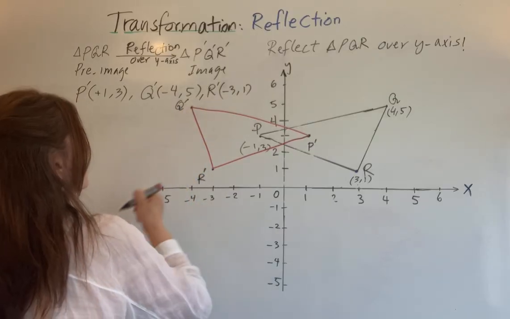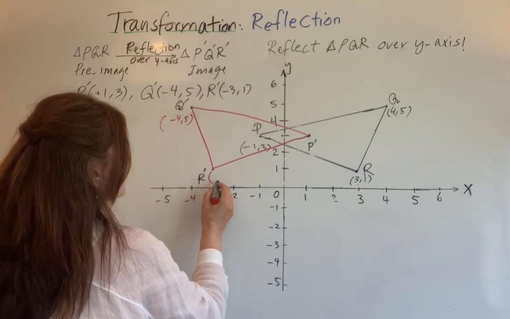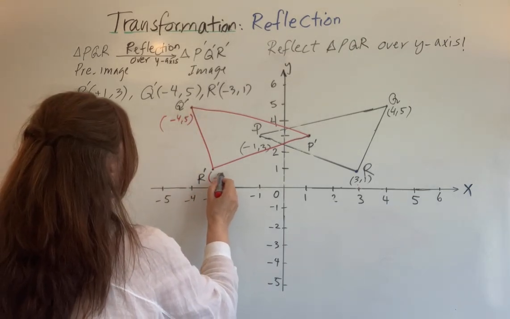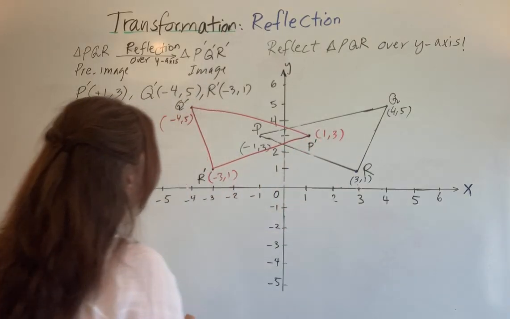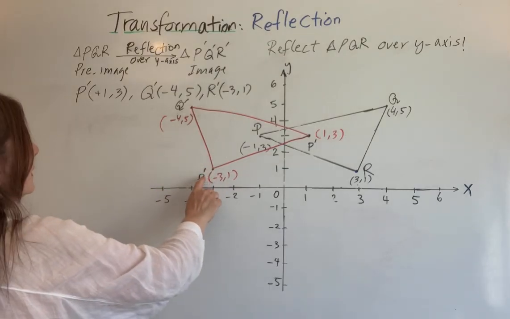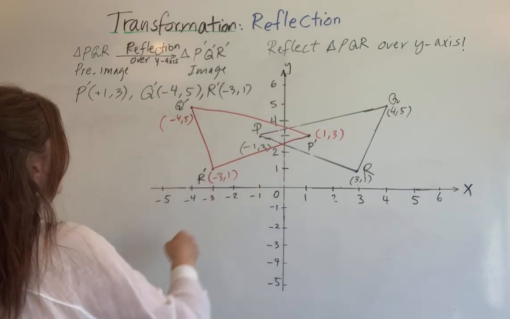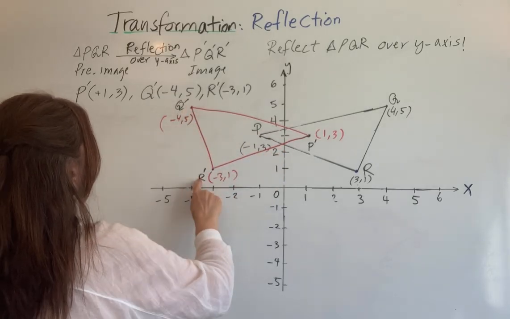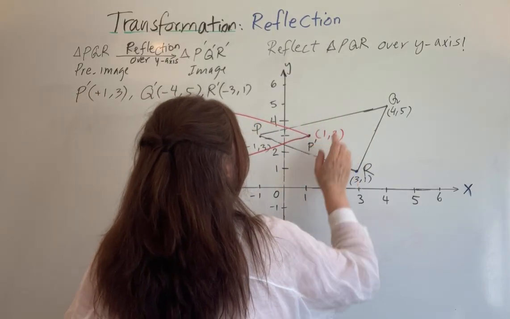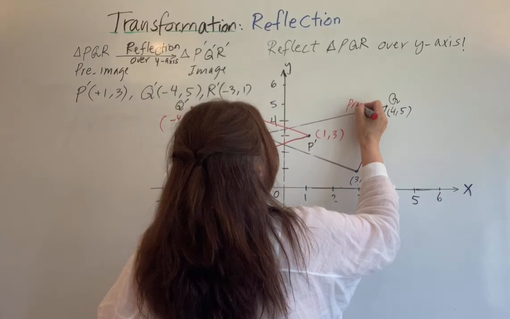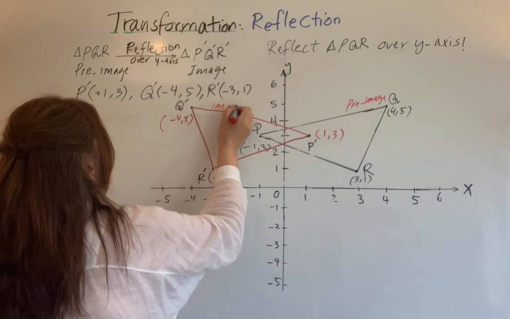Okay. What is the coordinate of this? -4, 5. R prime is -3, 1. P prime is 1, 3. Great. Okay, this is P prime, Q prime, and R prime. This triangle is the image of this one. This was the pre-image and the final work is the image, right?